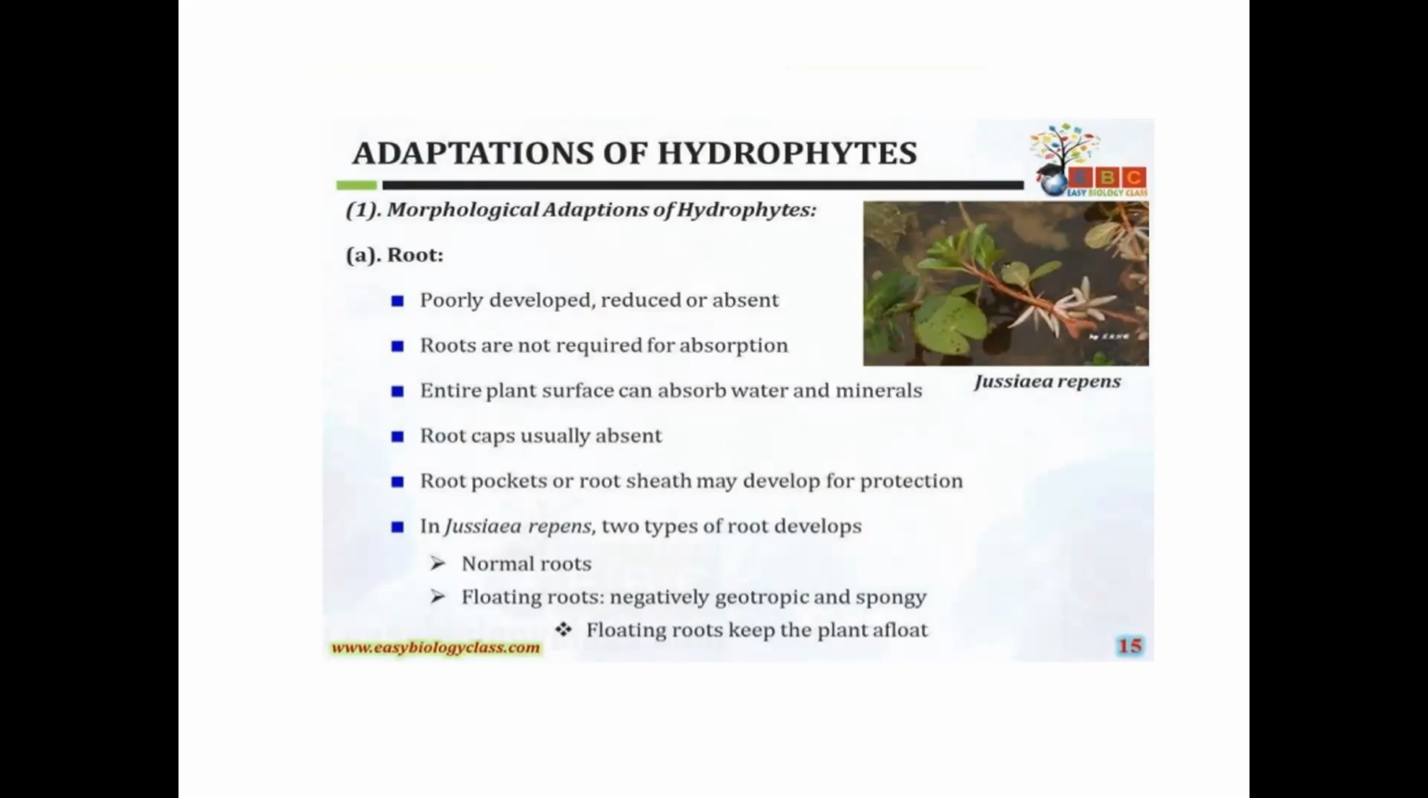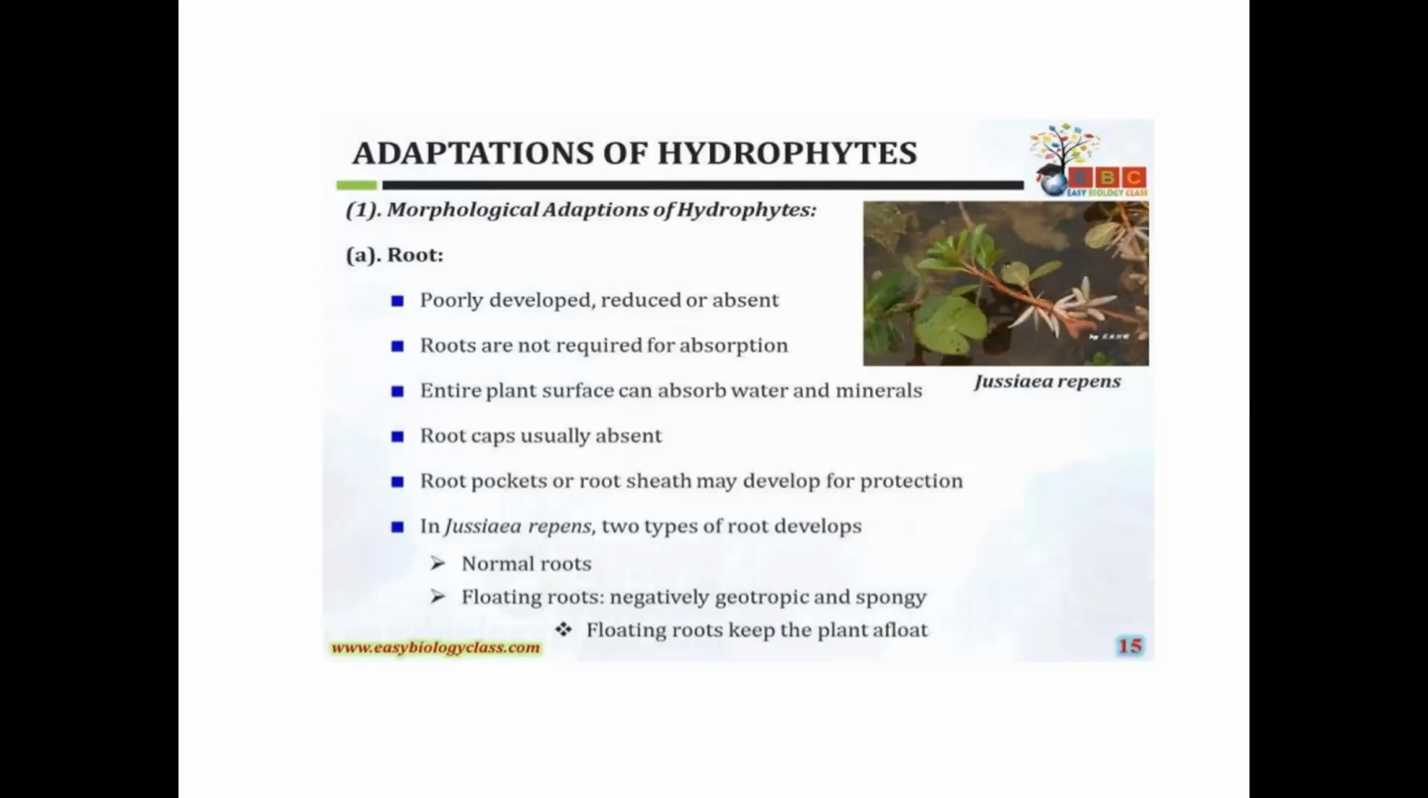Generally in hydrophytes, the root system is poorly developed, or it may be reduced, or it may be absent. Generally the main function of the roots is absorption of water from the soil. But here the plants are growing in the water, so the entire plant surface can absorb water and minerals. There is no need for a separate root system to absorb the water.